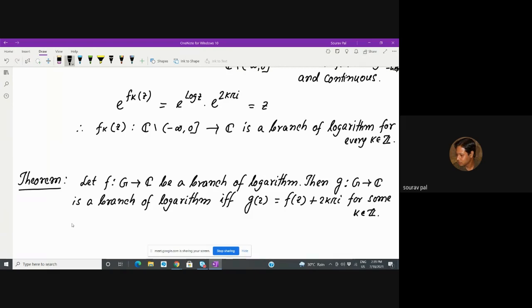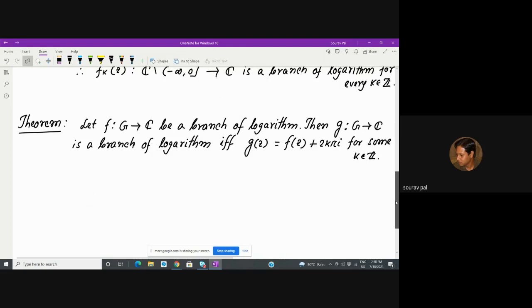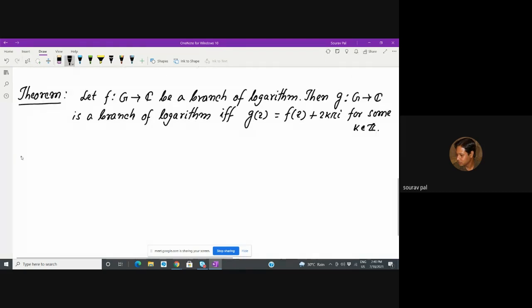So you just look at the statement of this theorem. If we have one branch of logarithm f defined on a region G, then what are all the branches of logarithm? They are nothing but that branch of logarithm plus 2k pi i. So in this way, we obtain all possible branches of logarithm in a region. If you have one branch of logarithm, you have all branches of logarithm in that region. That's what this theorem tells us. This is if and only if. So the proof is, I would say, very easy, in a similar fashion. If g is of this form, then there is nothing to prove.